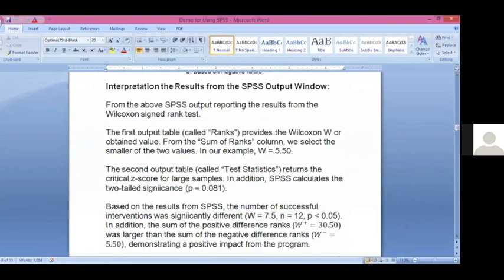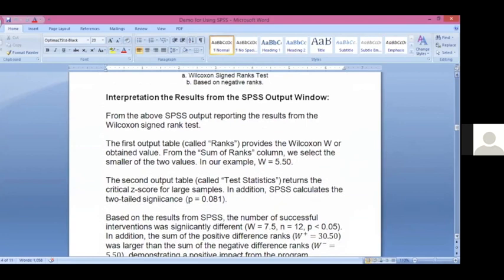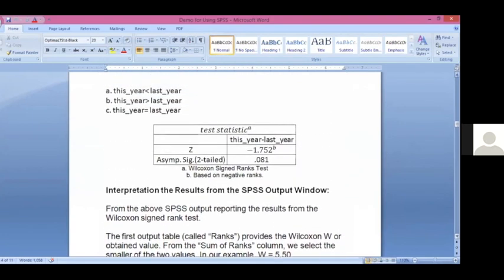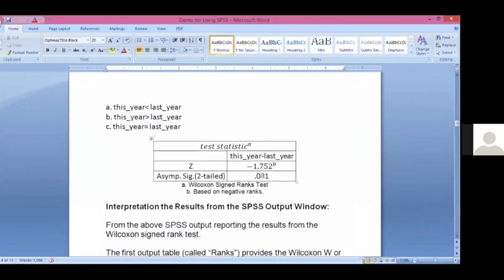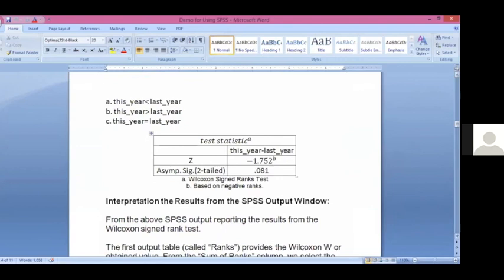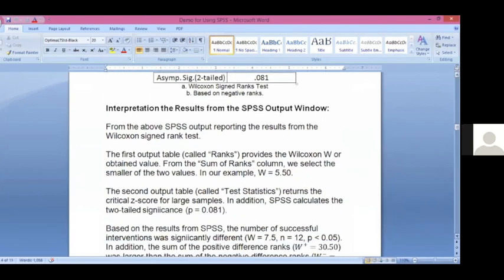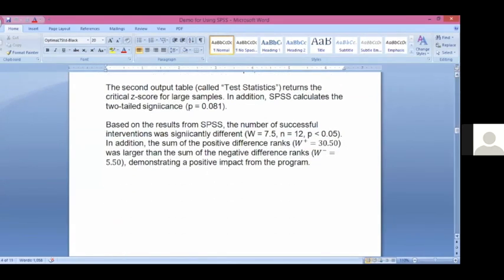The computed output table, test statistics, returns the critical Z score value. And what is the Z value? SPSS calculates the two-tailed significance p value as 0.81. You can see the second table that I am showing there, this 0.81. So we got this exactly. It is easy to perform this using SPSS.